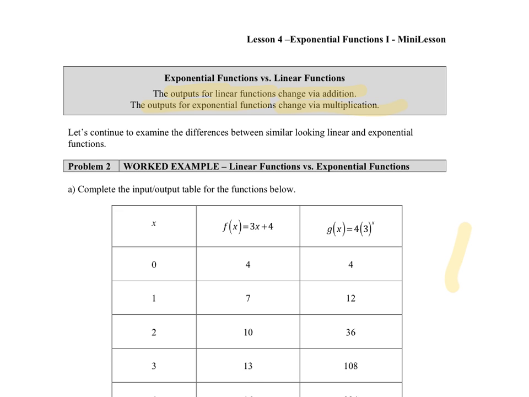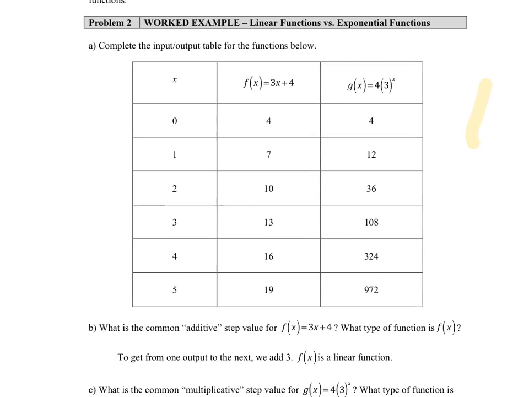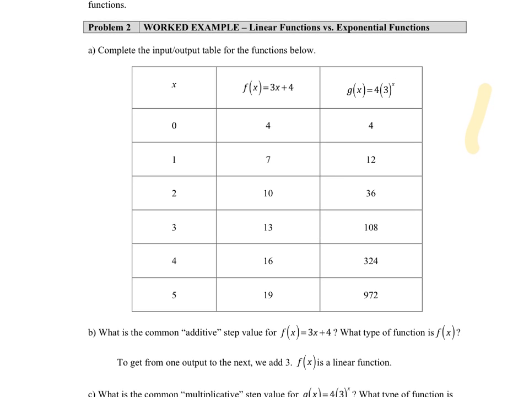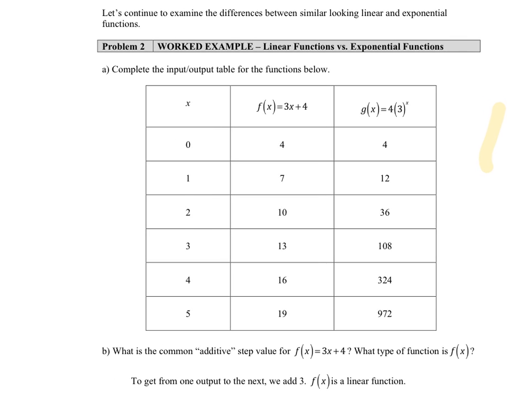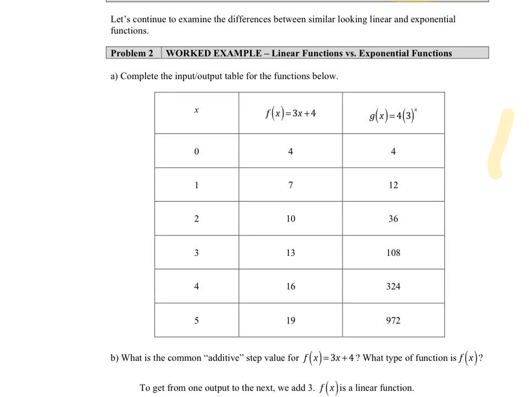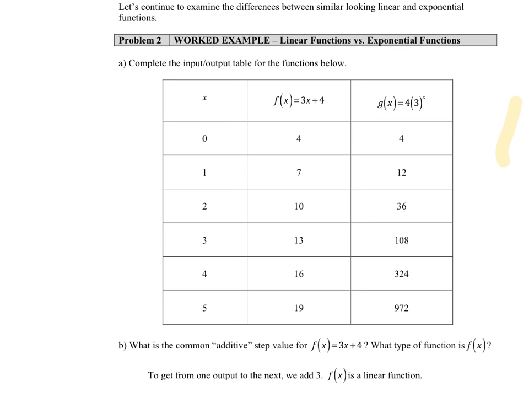So let's pan back down here. Here they give us a worked example of a table that's already been completed. And then they're looking at what is the additive step and what is the multiplicative step for each function. So basically they're just looking for the pattern. So when you look at the linear function, remember the one that's in mx plus b form is linear. So for that one, that's this. And the one that has that x as an exponent is exponential.